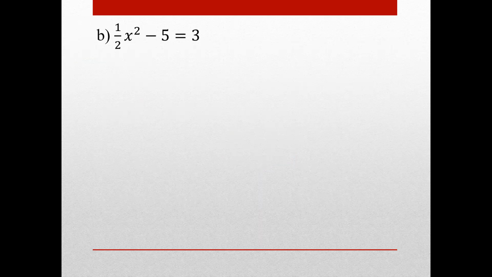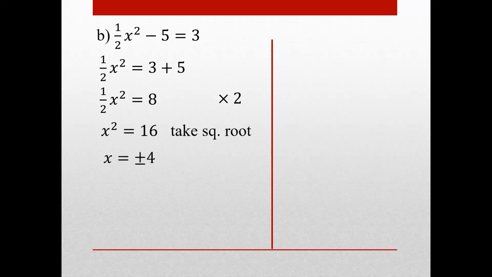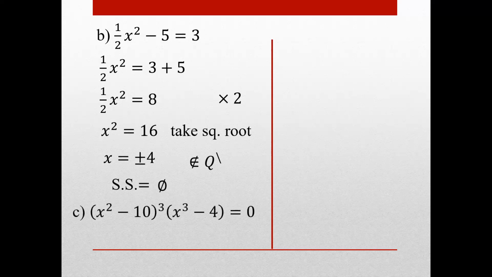Now we have x to the power 2 over 2 minus 5 equals 3. Here we need to move negative 5 to the other side with a different sign. So we have x to the power 2 over 2 equals 3 plus 5, and 3 plus 5 is 8. And then multiply each side by 2, then x to the power 2 equals 16. Then take the square root of the two sides, then x equals positive or negative 4. We know that any integer belongs to the rational numbers, so positive or negative 4 doesn't belong to the irrational numbers. So the solution set is the empty set.